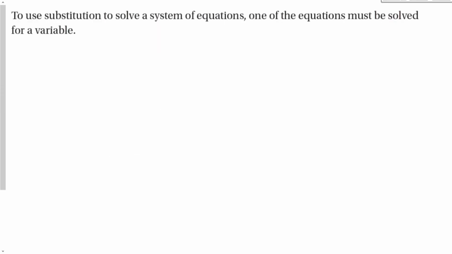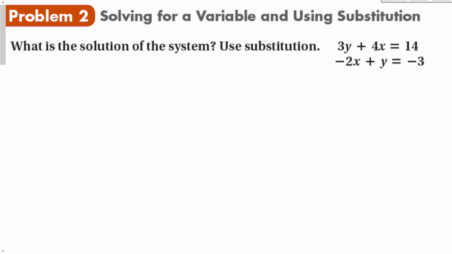To use substitution to solve a system of equations, one of the equations must be solved for a variable. So what we're going to do is look for the variable that's by itself. If there are no variables by themselves, then we're going to have to use a different method, which we'll see in the next section. So when I look at these two equations right here, my choice is to solve it.